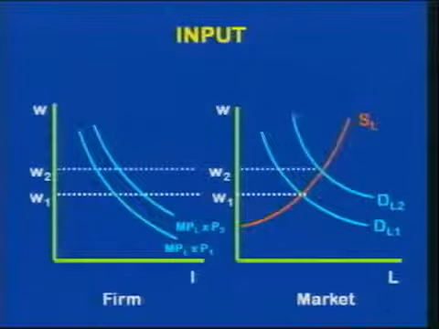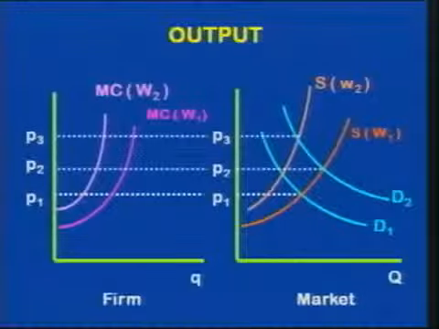Okay. But what happens next? We know that as soon as you change the wage rate, the marginal cost of the firm is going to change. This is the marginal cost of the original wage rate. Now that the wage rate is higher, the marginal cost is going to be higher. So the marginal cost curve goes up, and this means the supply curve in the market, which is the sum of these, moves up, and this leads to a further price increase. So actually price goes up further than you would think if you only looked at the output market.